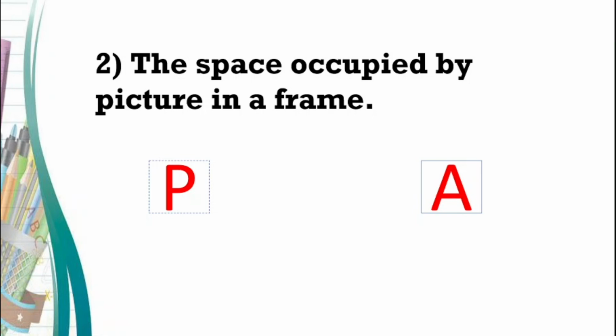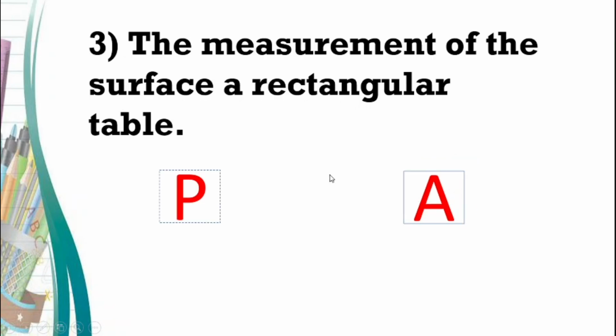Okay, time's up. The correct answer is area. Very good. Because of the clue word occupied. So, it involves area occupied. Now, next, the measurement of the surface of a rectangular table. Again, the measurement of the surface.